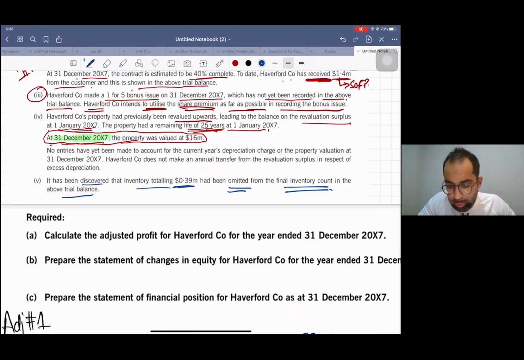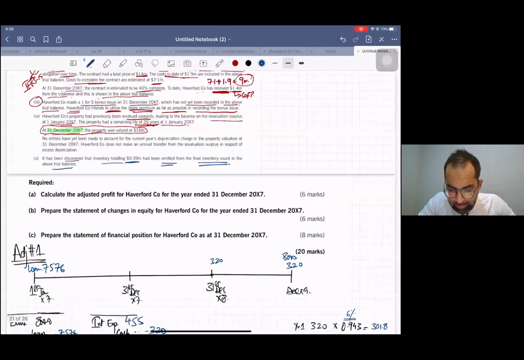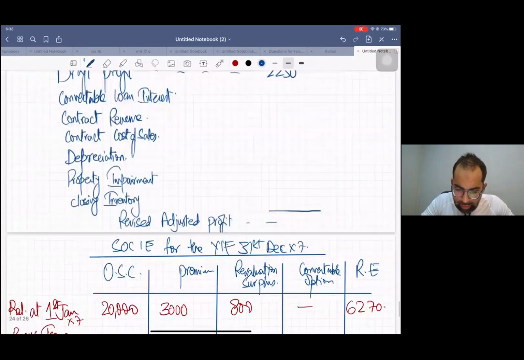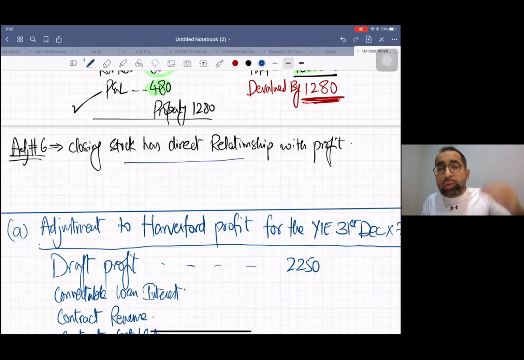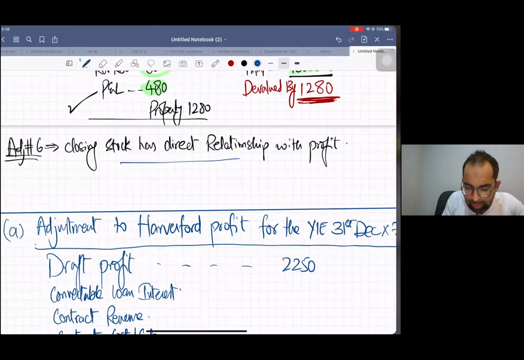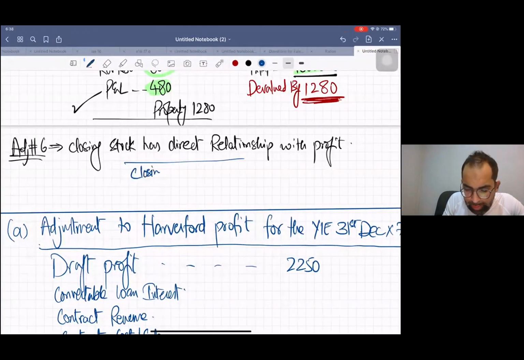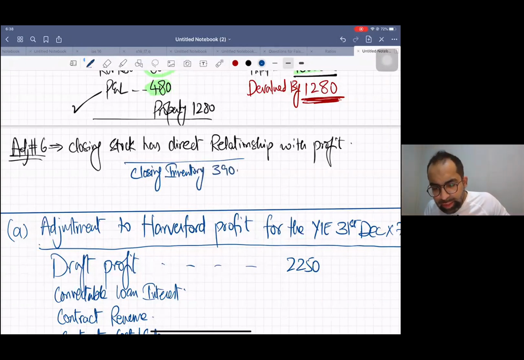And what will be the double entry for this? See, simple. Closing stock is your year-end asset, so when you increase it, you will debit the closing inventory. 0.39 million means 390.